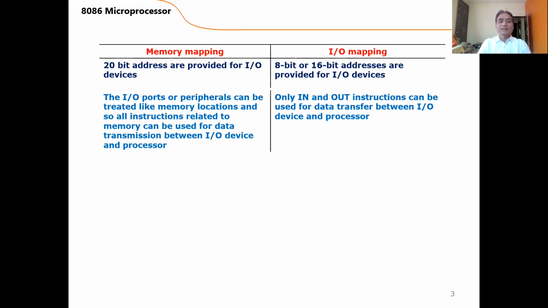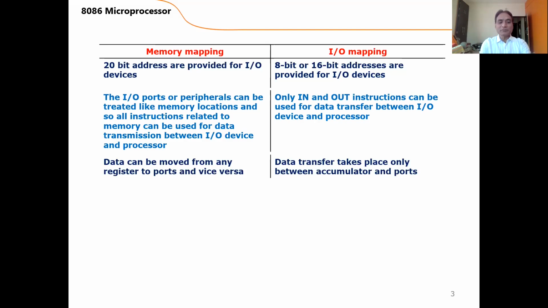Then in memory mapping, the IO ports or peripherals can be treated like memory locations, and so all instructions related to memory can be used for data transmission between the IO device and the processor. As I mentioned earlier, in memory map IO, basically all memory locations are considered as IO devices, and therefore whatever instructions we use for transfer of data from one memory location to another will be considered IO instructions. Whereas in IO mapping, only IN and OUT instructions can be used for data transfer between IO devices and the processor. There are only two instructions, IN and OUT.